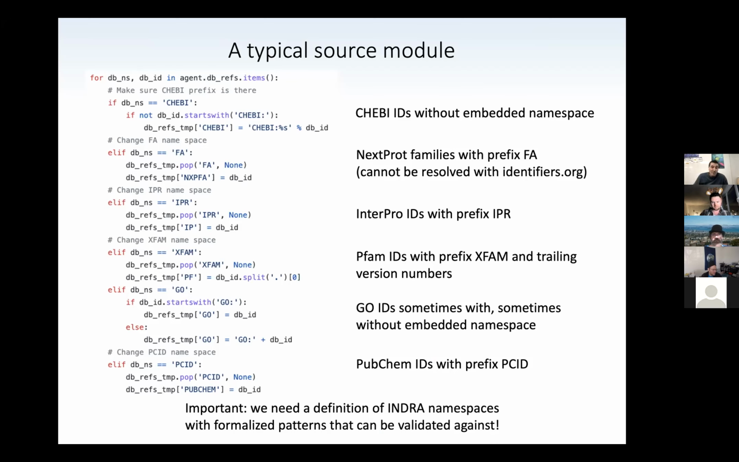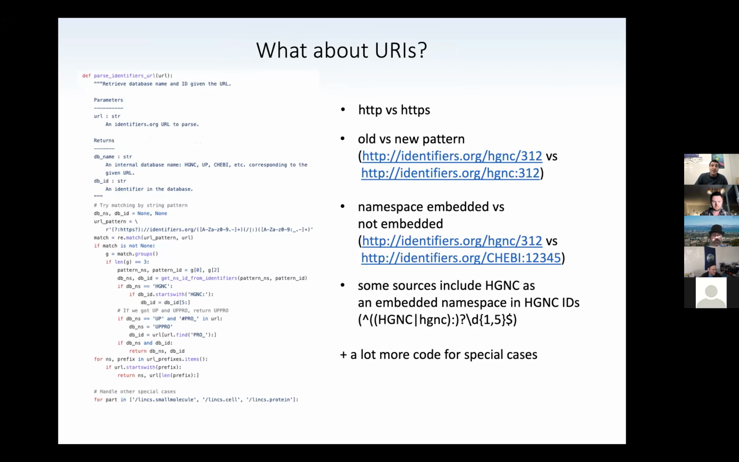And so basically what we need is a definition of namespaces to use within Indra and formalized patterns that we can validate against to make sure that everything that flows into this central assembly workflow is valid and coherent. So a note on URIs, it doesn't seem to be a particularly good solution for us in this case because URIs themselves are not standard. As Charlie also had a slide about this, you can have a reference pointing to the same thing using an HTTP versus HTTPS.